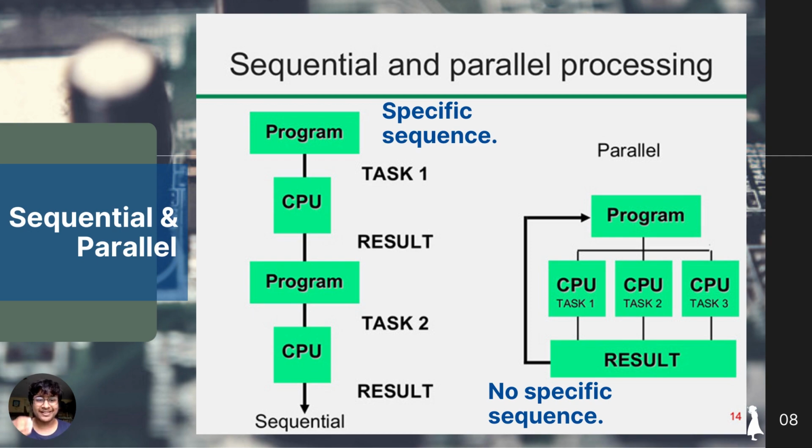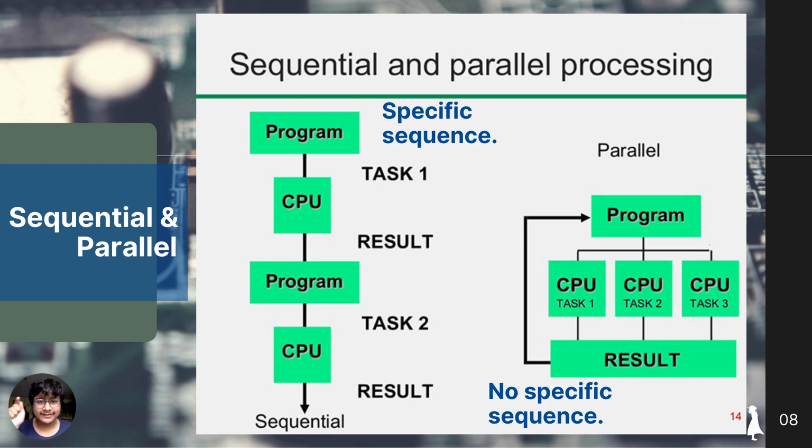about that. Now I'm going to extend my views so that you can understand it better. In the first series, you can see it's a specific sequence. The program gives task one, it goes to the CPU, and then the result comes, right? After finishing task one, the program sends task two, right? So it's a sequence that's happening.